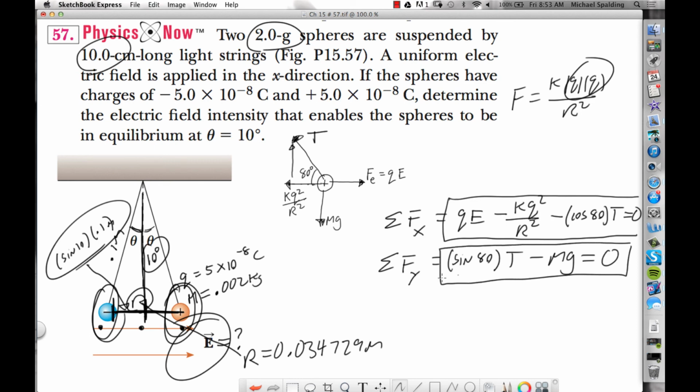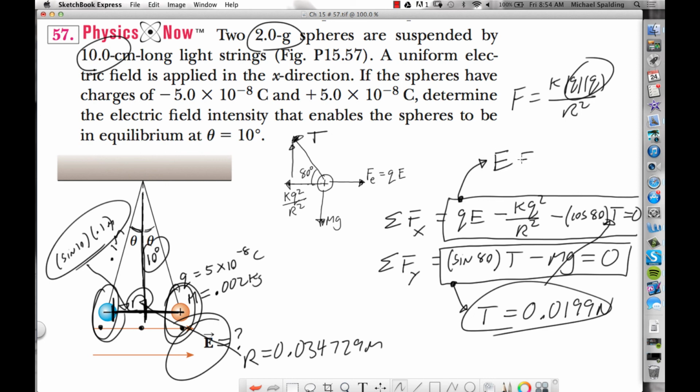Okay, from here on, it's just algebra. Once you have this done, it's algebra. So take this y equation, solve it for T. The only thing missing in there is T. You get 0.0199 newtons. That's what tension comes out to be. Take that tension, plug it in up here, and now you can solve this equation for E. The only thing missing in this x equation is E, and it comes out to be 442,000 newtons per coulomb.